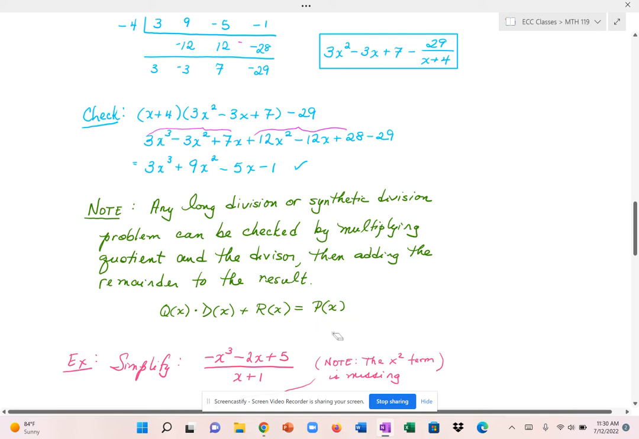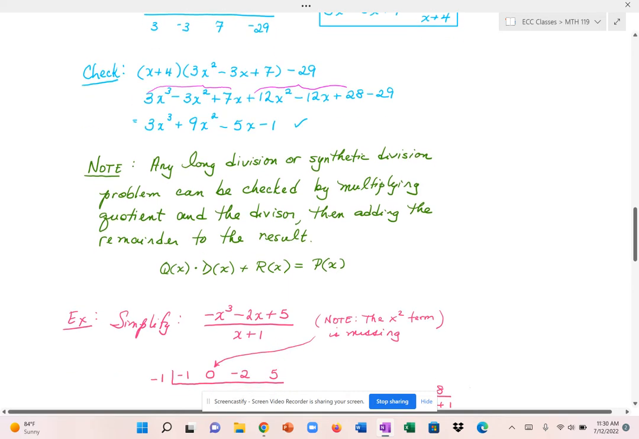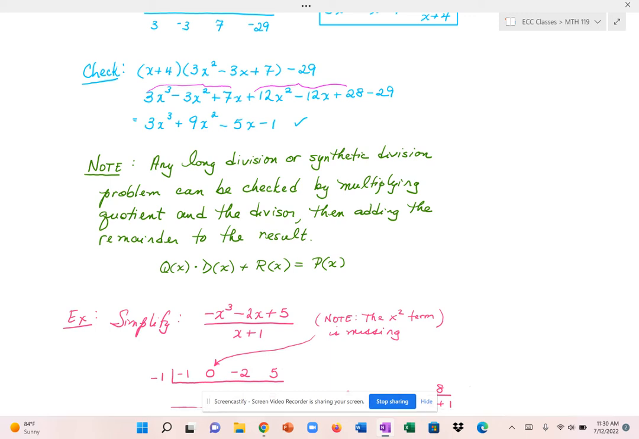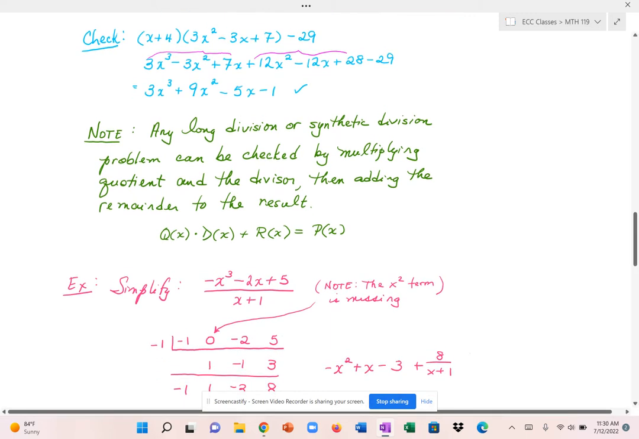Okay, here we want to simplify negative x to the third minus 2x plus 5 over x plus 1. So this basically means divide them. There's really nothing else you can do other than division. And this could be done with long division or synthetic division. I'm going to use synthetic division. But I wanted to show you this one also has a missing term. This goes from x to the third to x. So I'm missing an x squared term. So with long division and with synthetic division, you want a placeholder for the x squared.